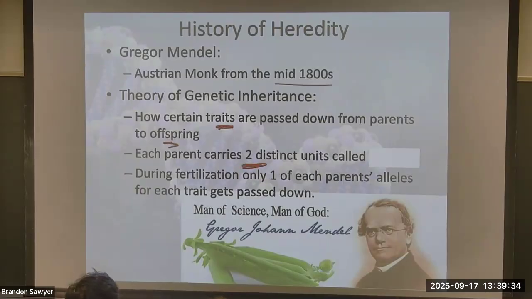What do we call those? Alleles, right? Yeah, so those are the alleles, okay? And then during fertilization, only one of those distinct units is passed on from each parent, right? And then those come together to create the two distinct alleles that the offspring has, right? So, yeah, that's just a little bit of the background there.